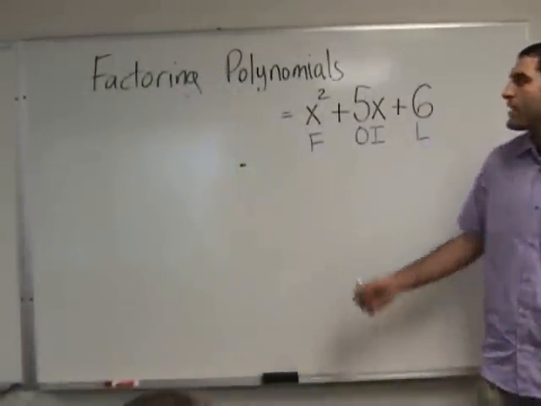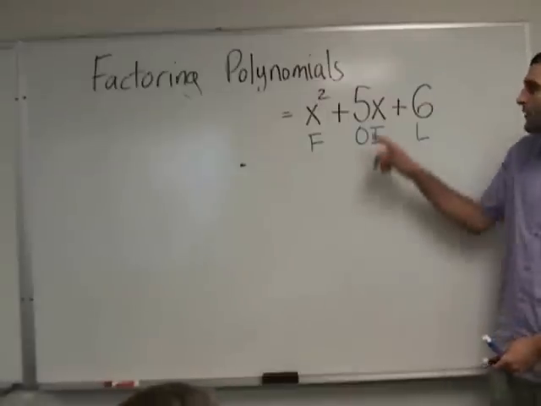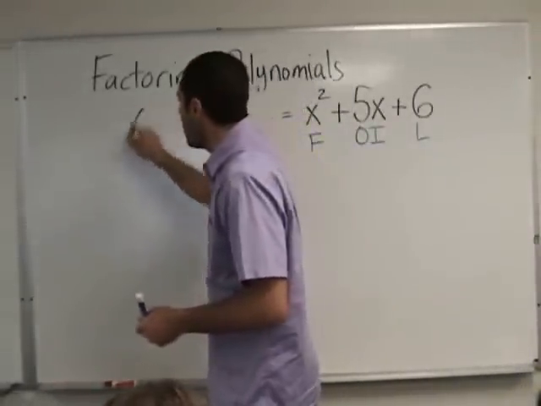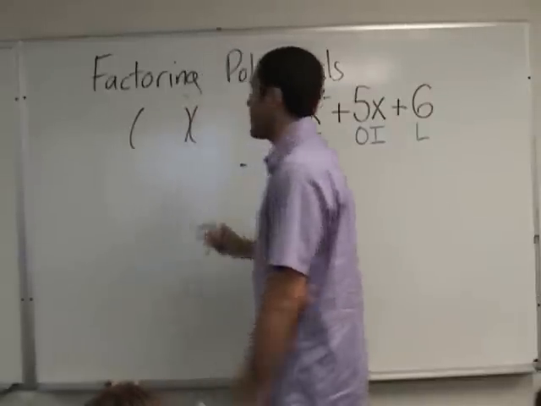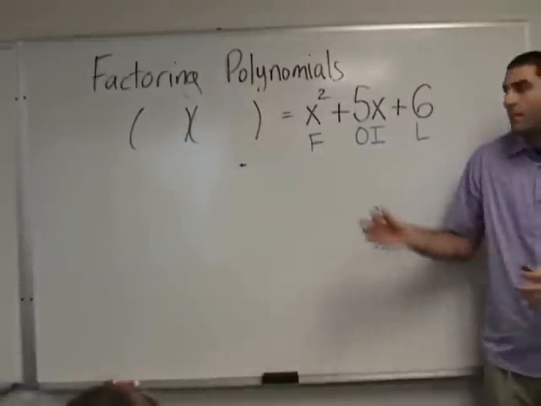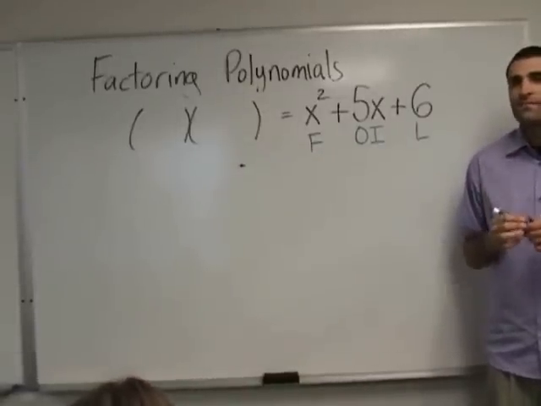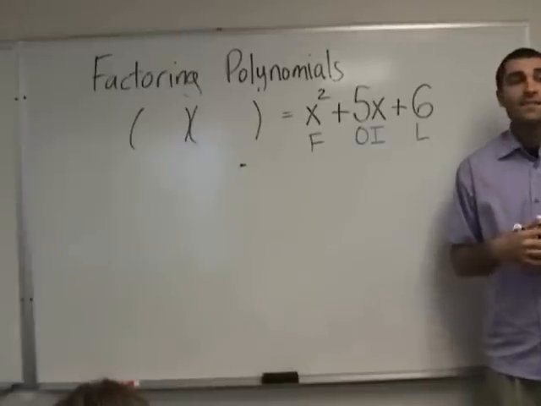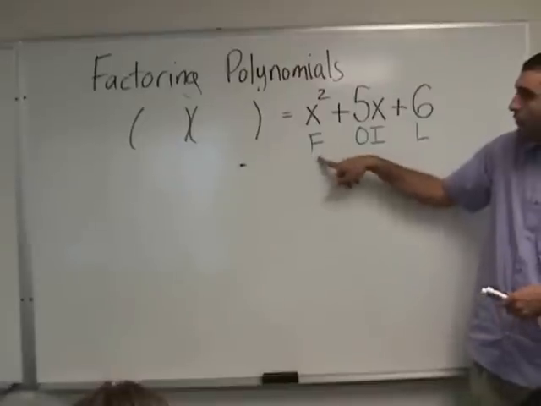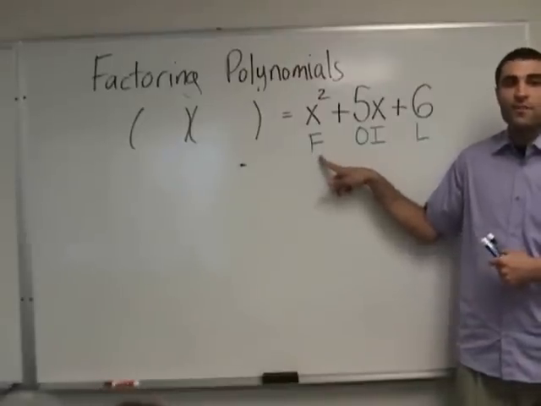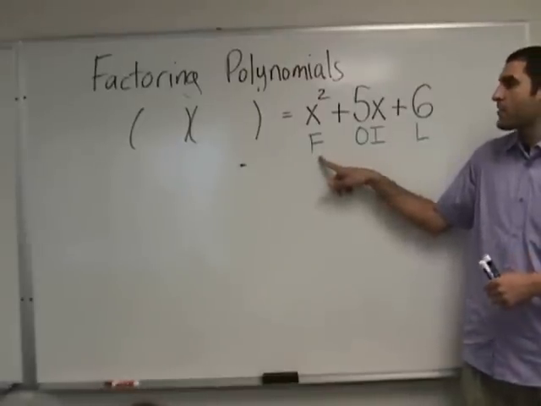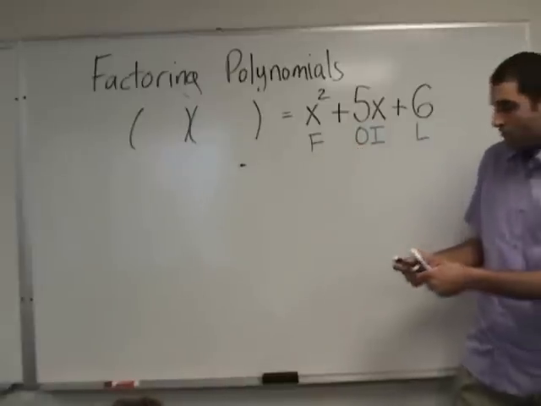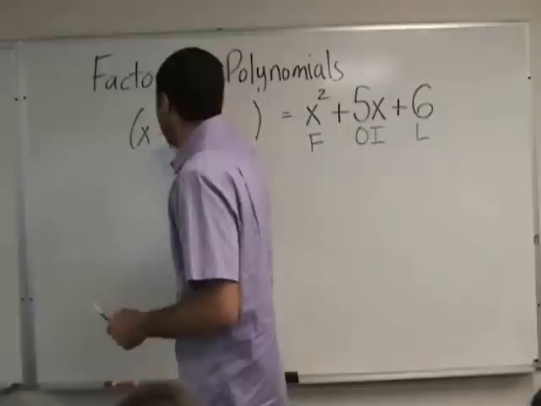So, here's how I think of factoring. The first step, if we're going to go from here in reverse, I know that my answer will look like this, so at least I write the parentheses. Then I know the first term is the F term, first times first. So what times what makes x squared? X times x. So we put it in.